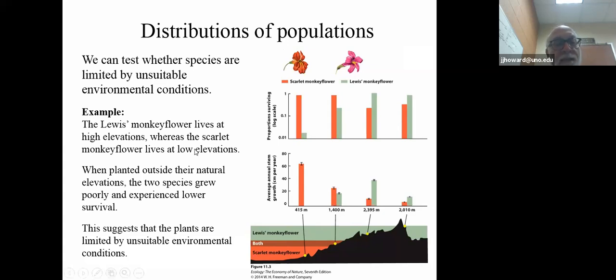So in fact, these two plants are limited by their fundamental niches. They are not competing with each other so much as they are limited by their niches. Now, if we could show that the two species were equally able to survive at all these elevations and grow at all these elevations, we might have evidence that they're competing with each other. So it's an important point in ecology that we try to understand what does limit these populations.